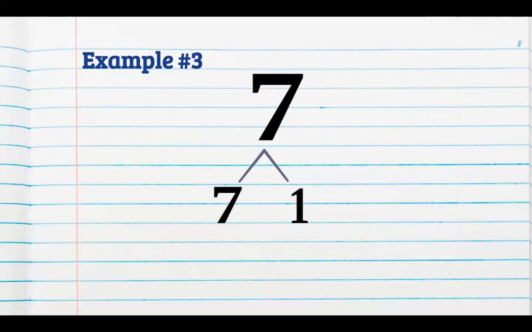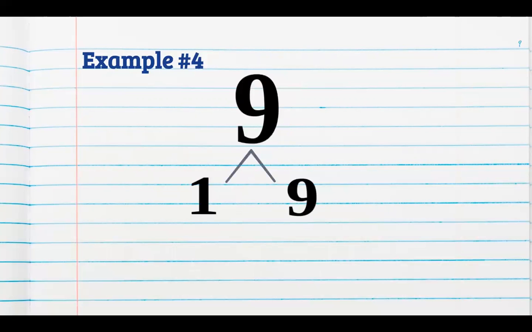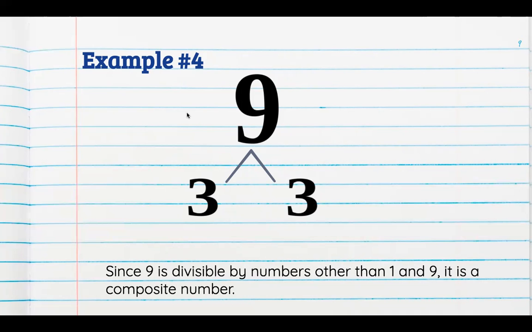The third example is the number 7. 7 can be factored into 7 and 1. And so since 7 is only divisible by 1 and itself, it is prime. It cannot be broken down any further. The final example is the number 9. The number 9 is divisible by 1 and 9 and can be factored into 3 and 3, which means it has numerous factors. So since 9 is divisible by numbers other than 1 and 9, it is a composite number.